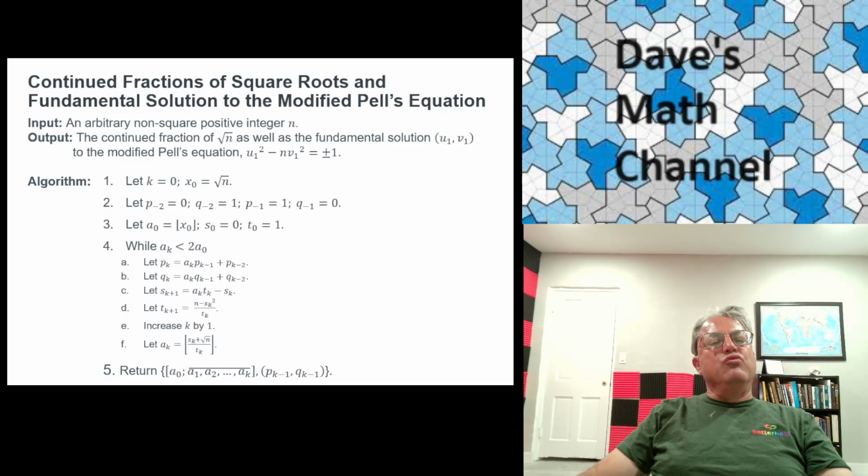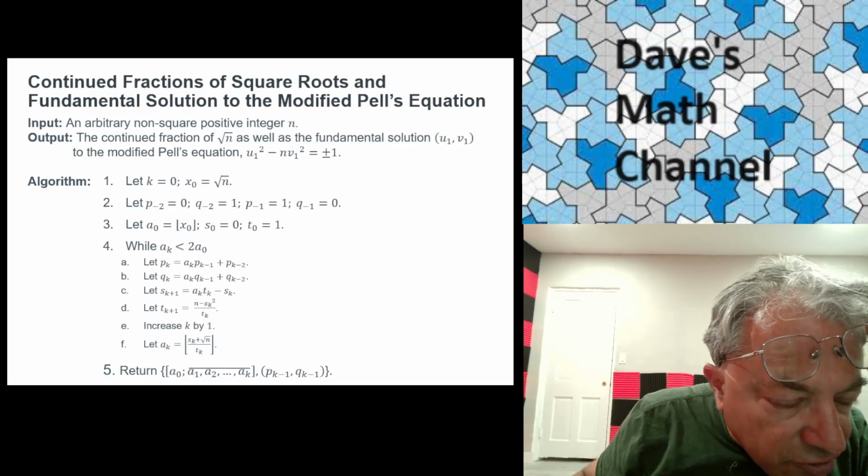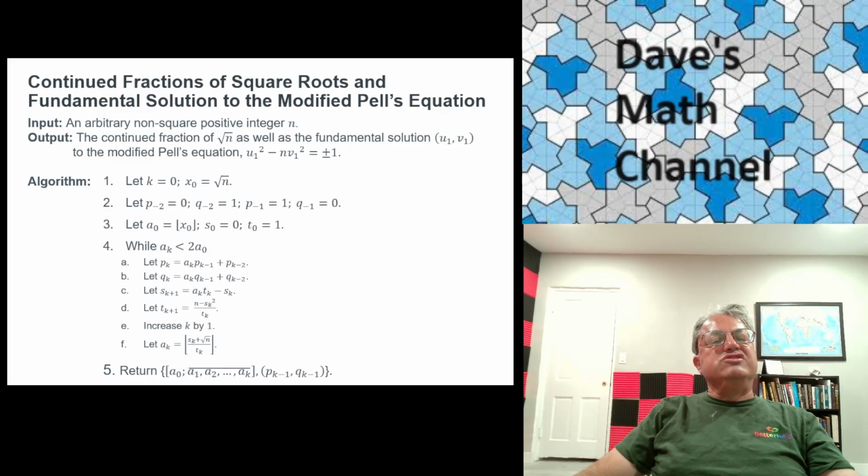They're just 0, 1, 1, and 0, respectively. And then we initialize a0 to the integer part of x0, in other words, the integer part of the square root of n. And then what else do we initialize here? Looks like, yeah, the s's and t's. This is new. I'm introducing a couple of new variables here, sk and tk, and I'm just saying s0.